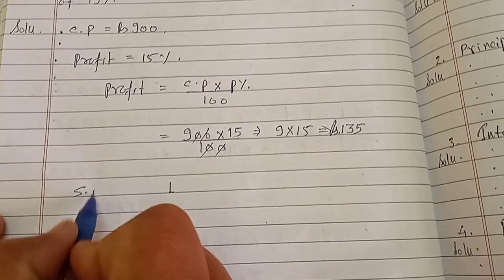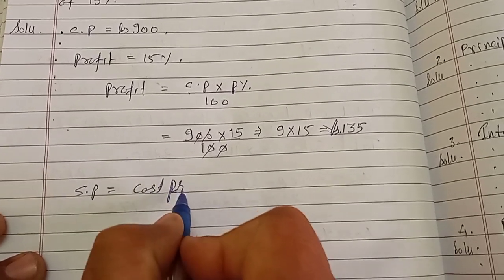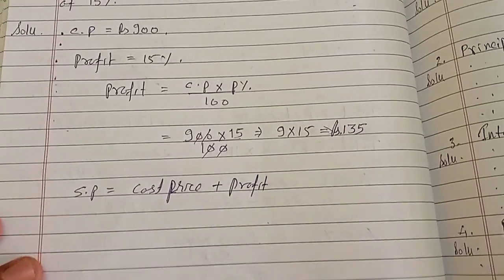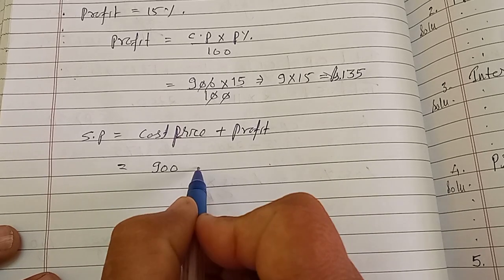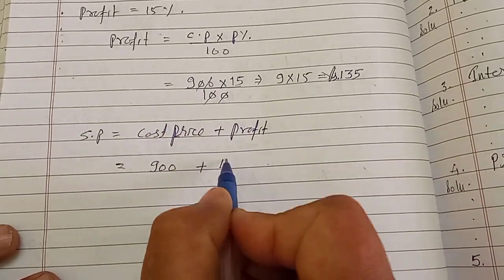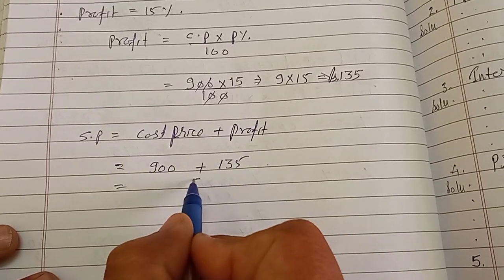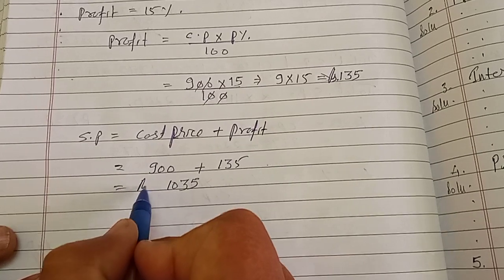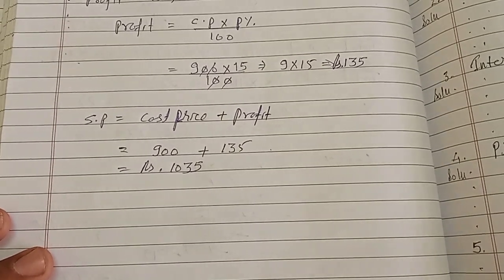Now we have to find the selling price. Selling price equals cost price plus profit. How much is the cost price? Cost price is rupees 900 and profit, how much did we get? 135. If you add, 0 with 5, 5, 0 with 3, 3, 9 plus 1, 10. That is 1035, the selling price. Is it clear?